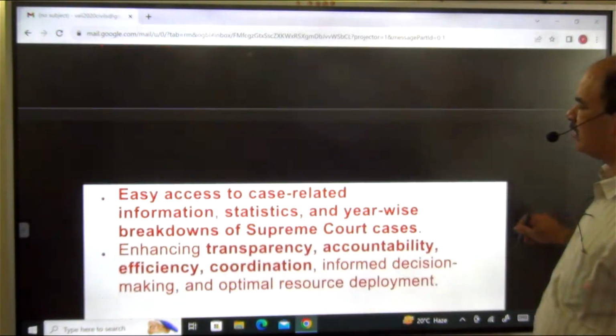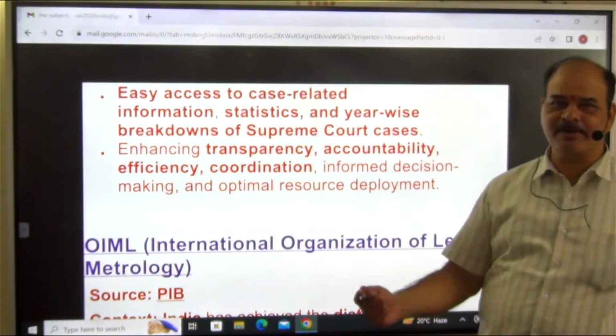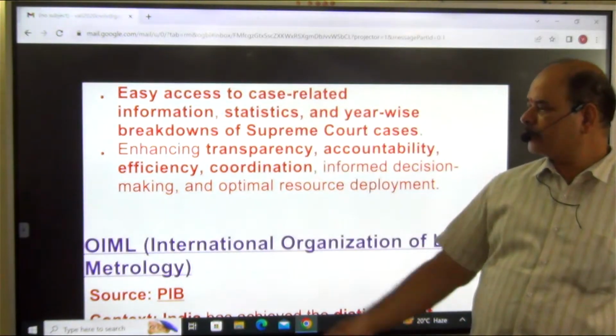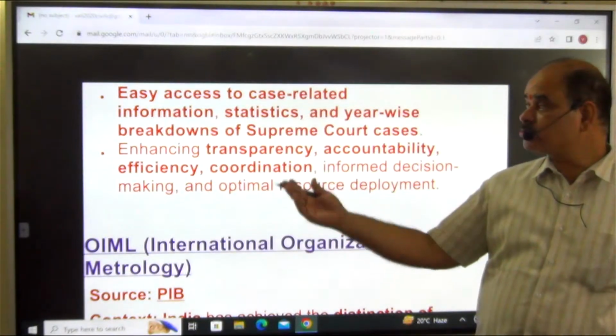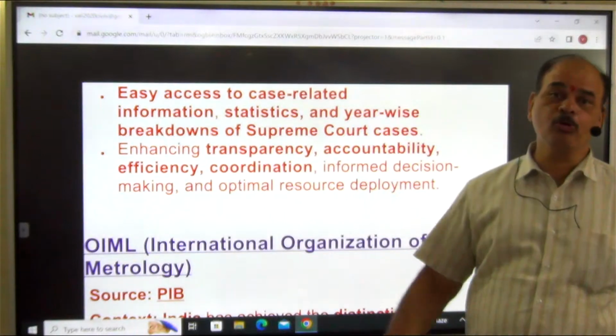So when you come to the significance: easy access to case-related information. If you just input the case number, you will get the information. And also transparency. Yes, everything will be known to the public.